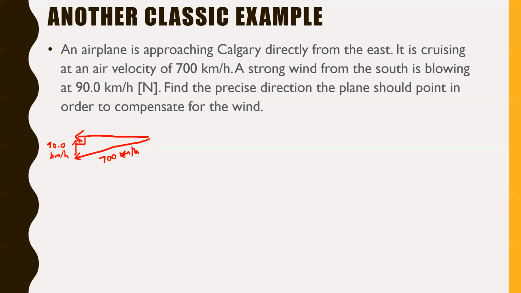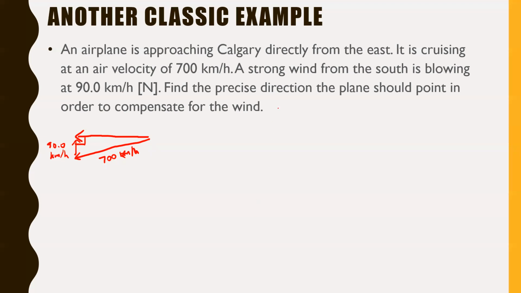Now the wind is going to be pushing back on him. So it'll speed him up or it'll slow him down. I think it'll probably slow him down here because he's pushing into the wind a bit. Oh, actually, I know it'll slow it down here because 700 kilometers an hour is the hypotenuse. That has to be the biggest side. But anyway, we want to find that precise direction the plane should point in order to compensate for the wind.